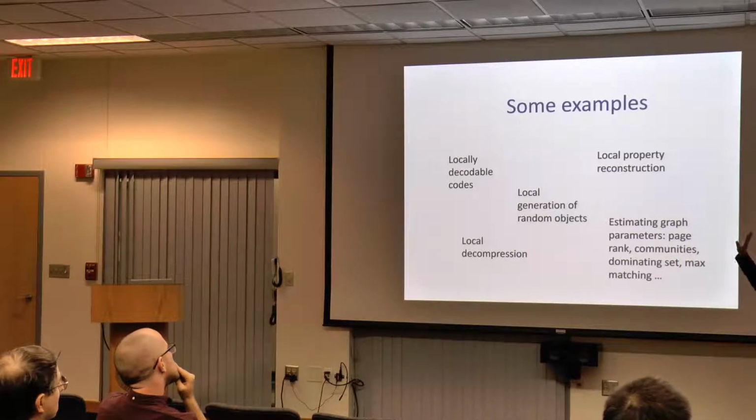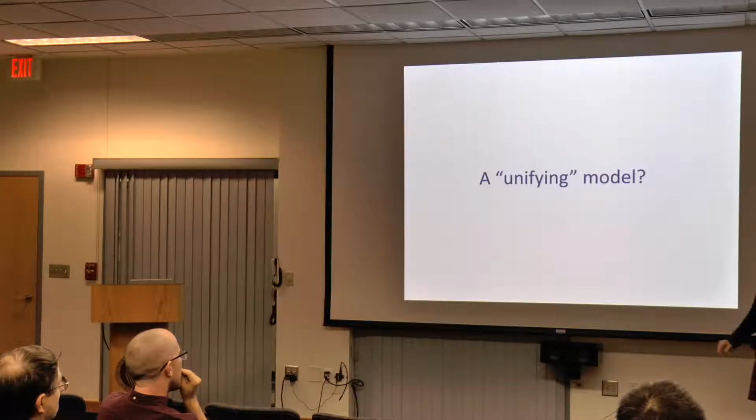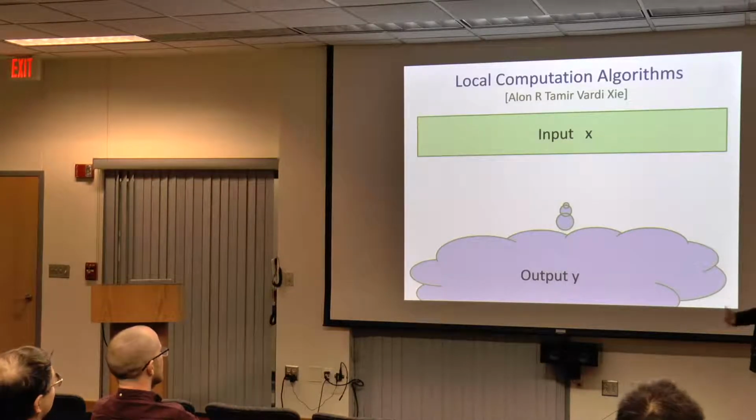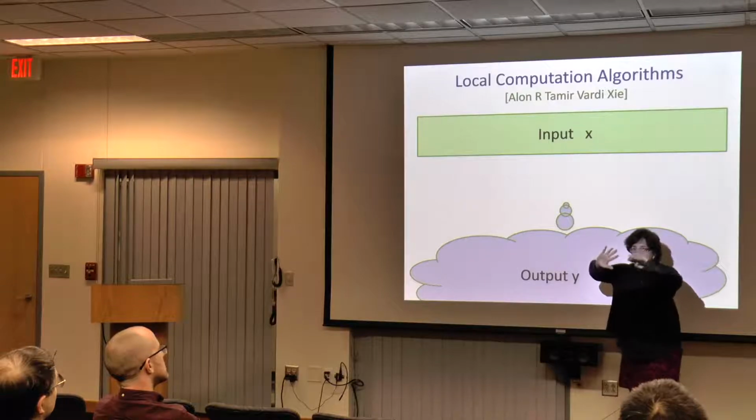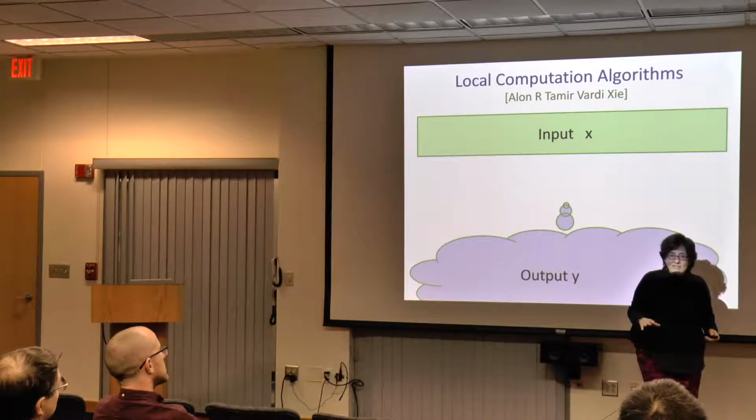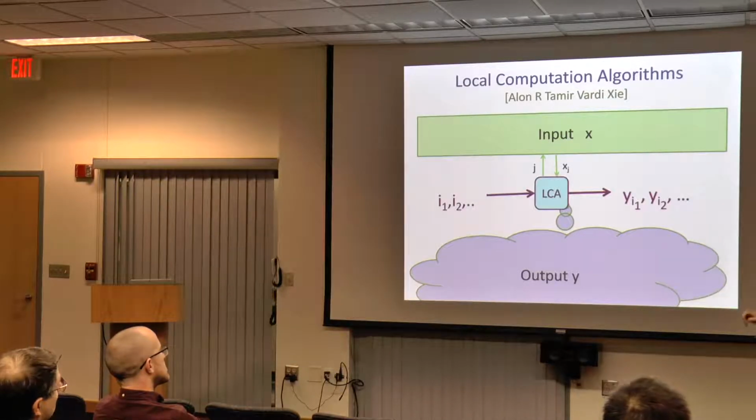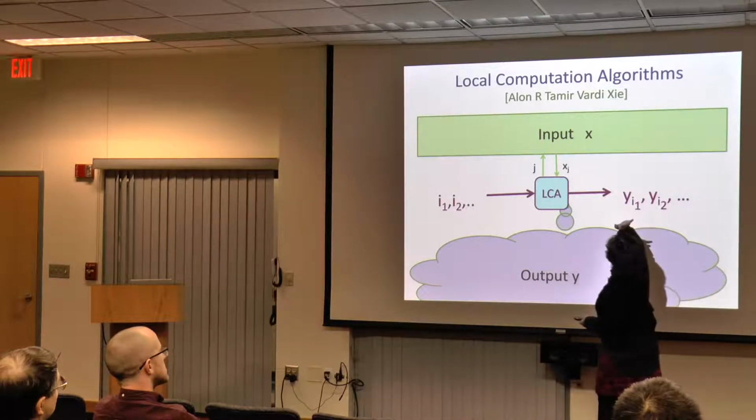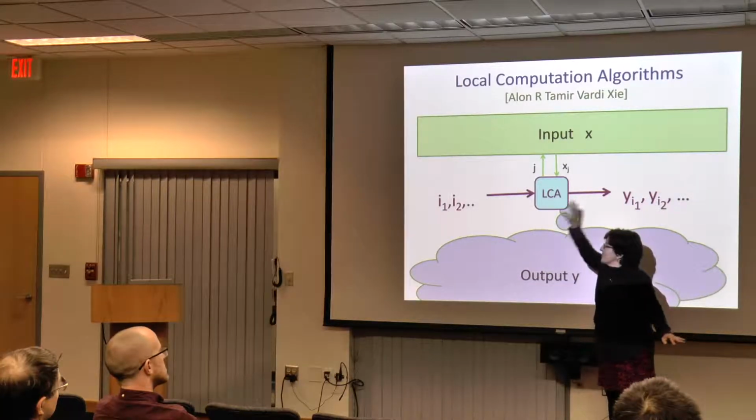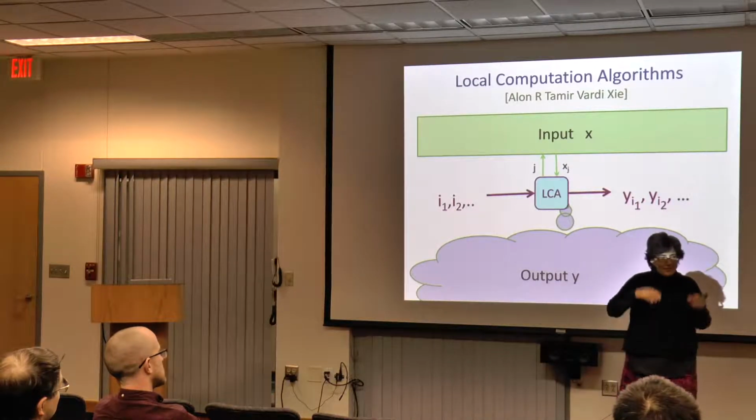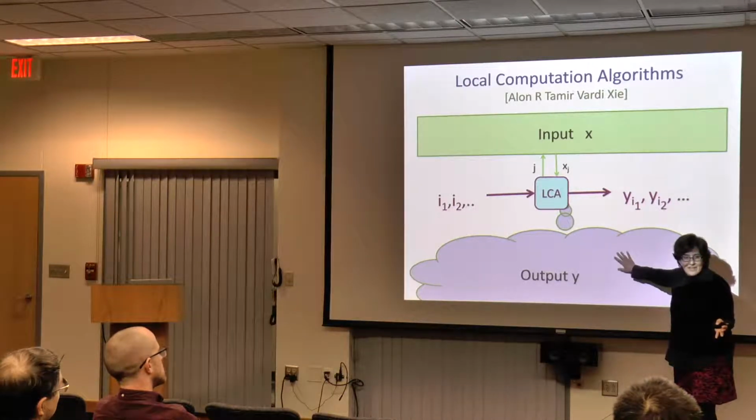Okay, so it seems like maybe we should have some sort of model that allows us to unify these problems. So this is a model that we'll propose. Let's assume the input is written down somewhere. It's really big. We don't have time to look at it, but it's written down. And what we have is random access to it. Now there's some output that's supposed to be computed for that input. That is not written down. Nobody computed it yet, but it's imaginary.